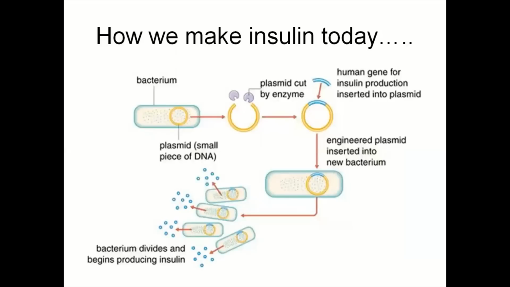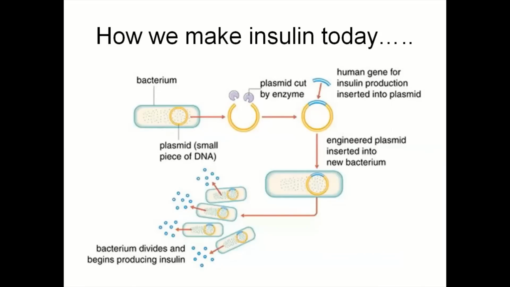A good example of this is the production of insulin. Insulin helps in the regulation of blood glucose level, but in type 1 diabetic patients, insulin is not produced. So patients are injected with insulin. The question is, how do we get this insulin, or where do we get this insulin from?